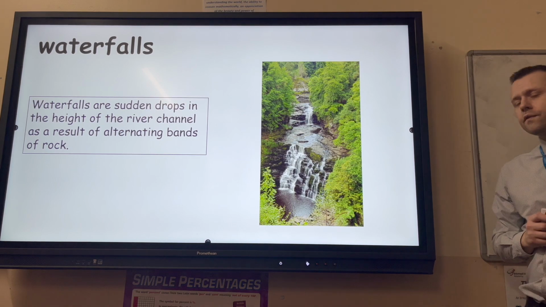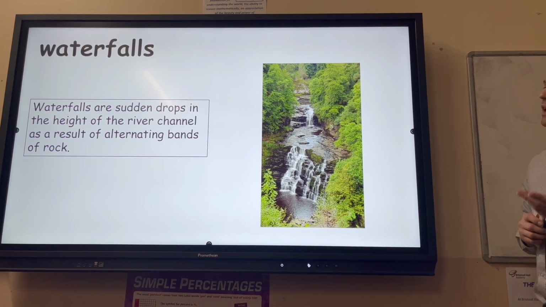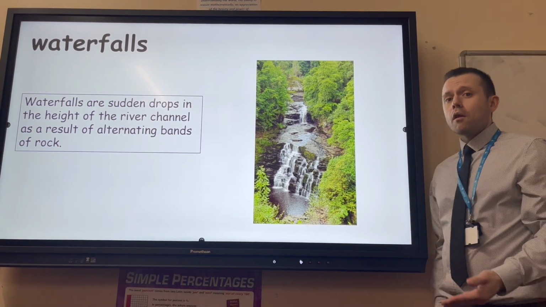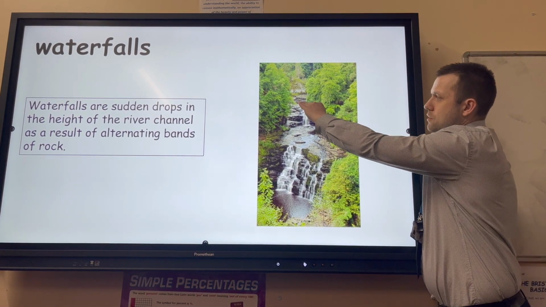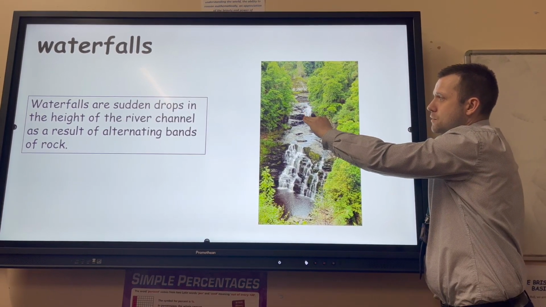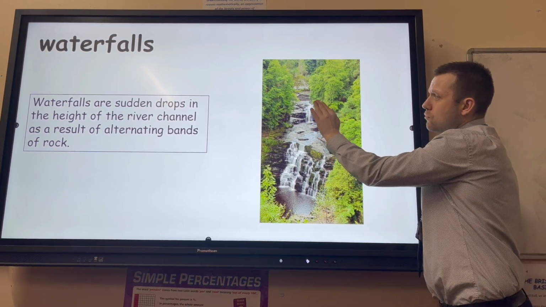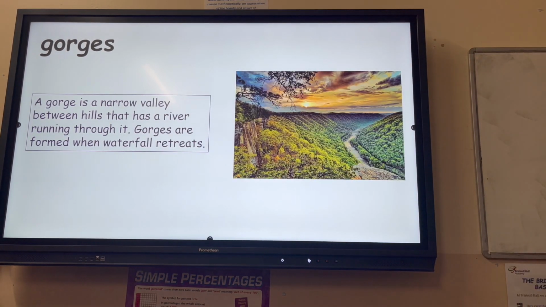Waterfalls, one of the landforms that are commonly asked about in the exam. It's to do with alternating geology. Here are the Falls of Clyde on the River Clyde in Scotland, and as you have bands of hard rock above bands of soft rock, an undercutting process takes place. The hard rock has nothing supporting it, collapses, and the waterfall moves back.